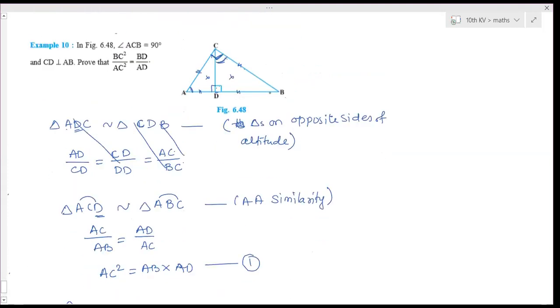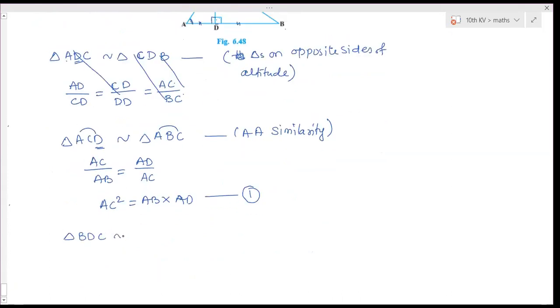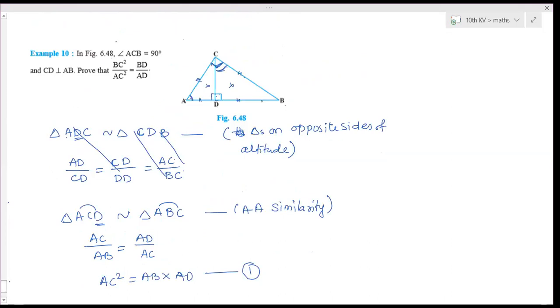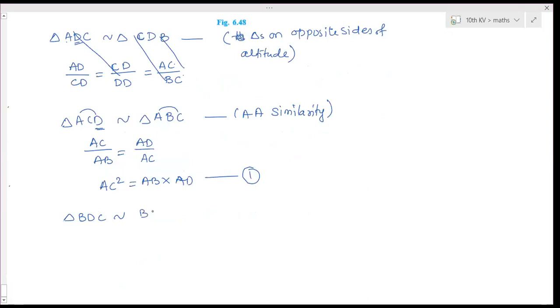Then the second triangle, this triangle, BDC. BDC is similar to which triangle now? Can anyone tell? BDC is similar to BCA. Common is B, so in place of B, B should come. D is 90. In the larger triangle, C is 90, so in place of D, C will come. Then it is A, right? So BDC is similar to triangle BCA by AA similarity. Then take the ratios.